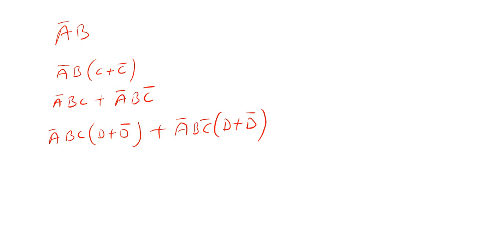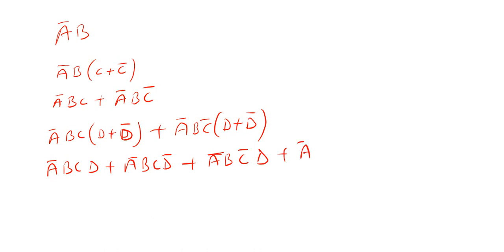So when we expand our first expression, we shall have not A, B, C, D. We add not A, B, C, and not D. We add not A, B, not C, then D. We add these to not A, B, not C, and not D.